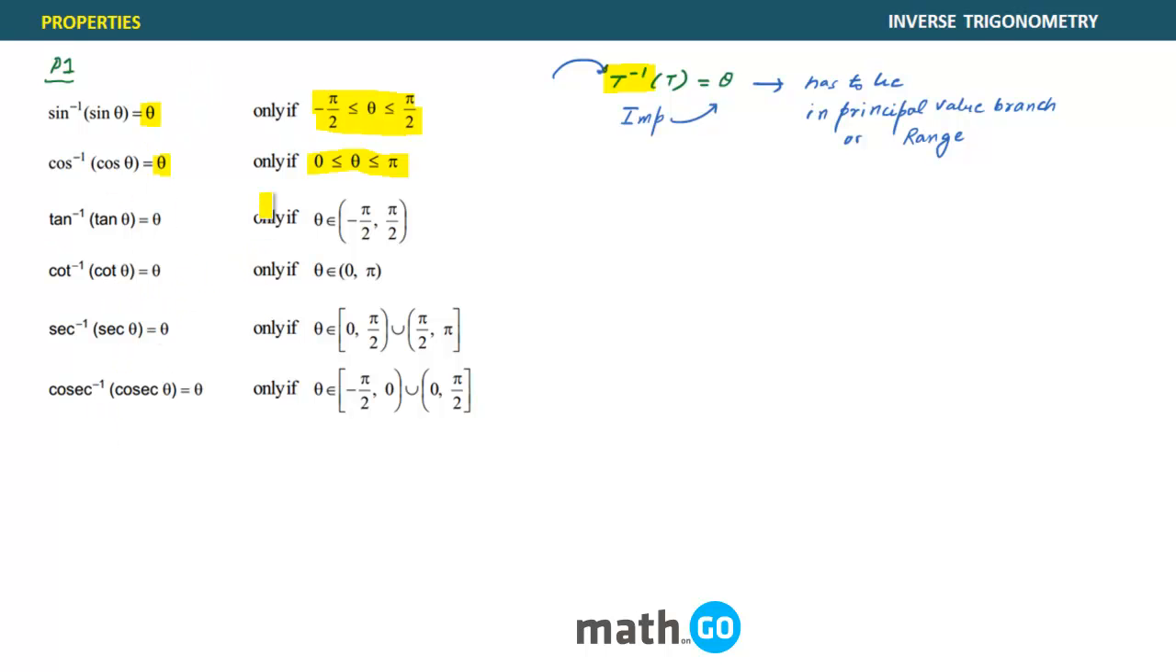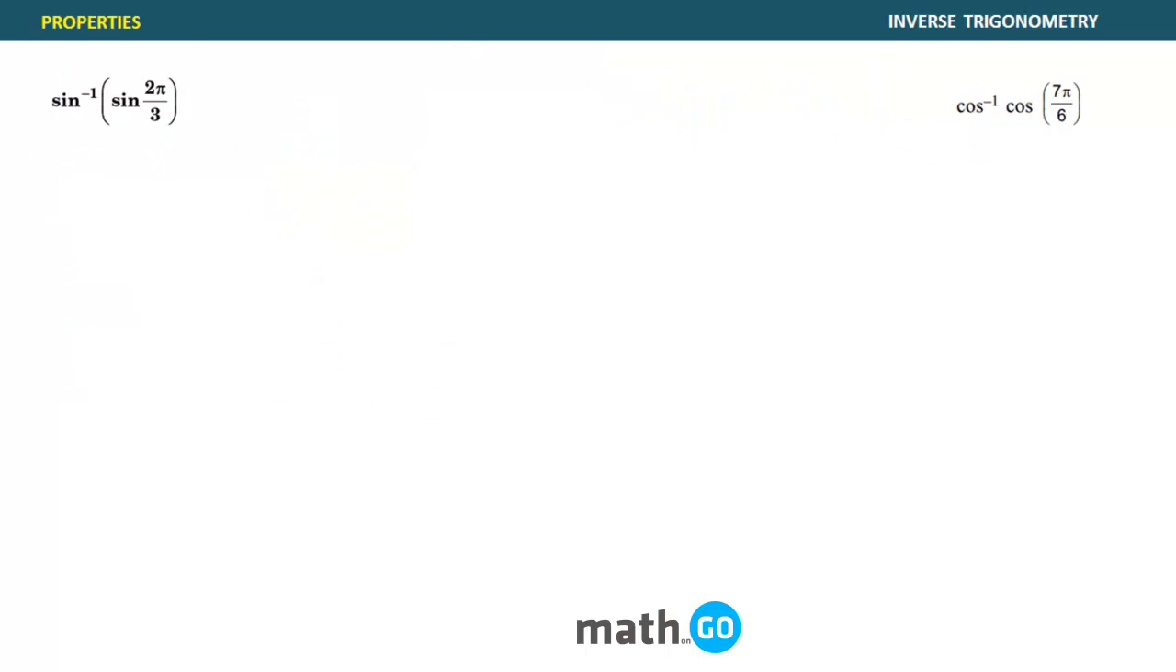Let's see this application in a question straight away. The first question is sin inverse of sin 2 pi by 3. I have seen students generally writing 2 pi by 3 straight away, which is not the answer. Why? Because the T inverse function here is sin inverse, and the principal value branch of sin inverse lies from minus pi by 2 to pi by 2. Whatever you write here should fall in that range, which is not the case.